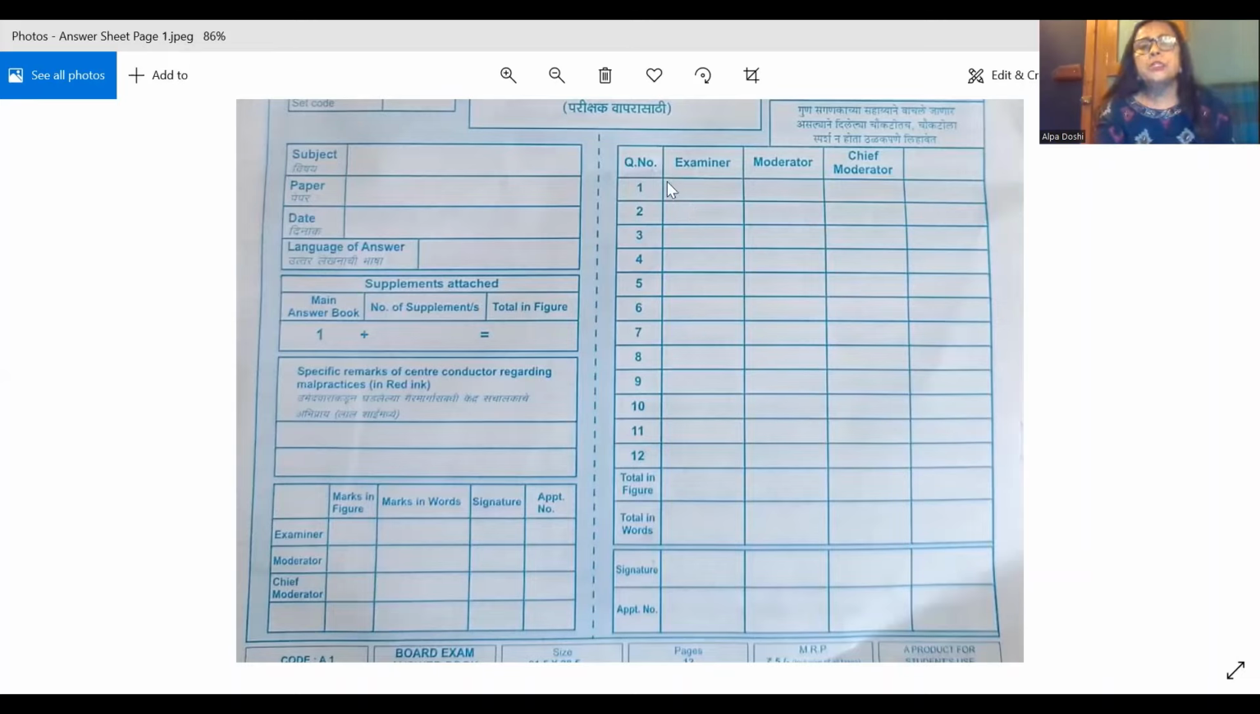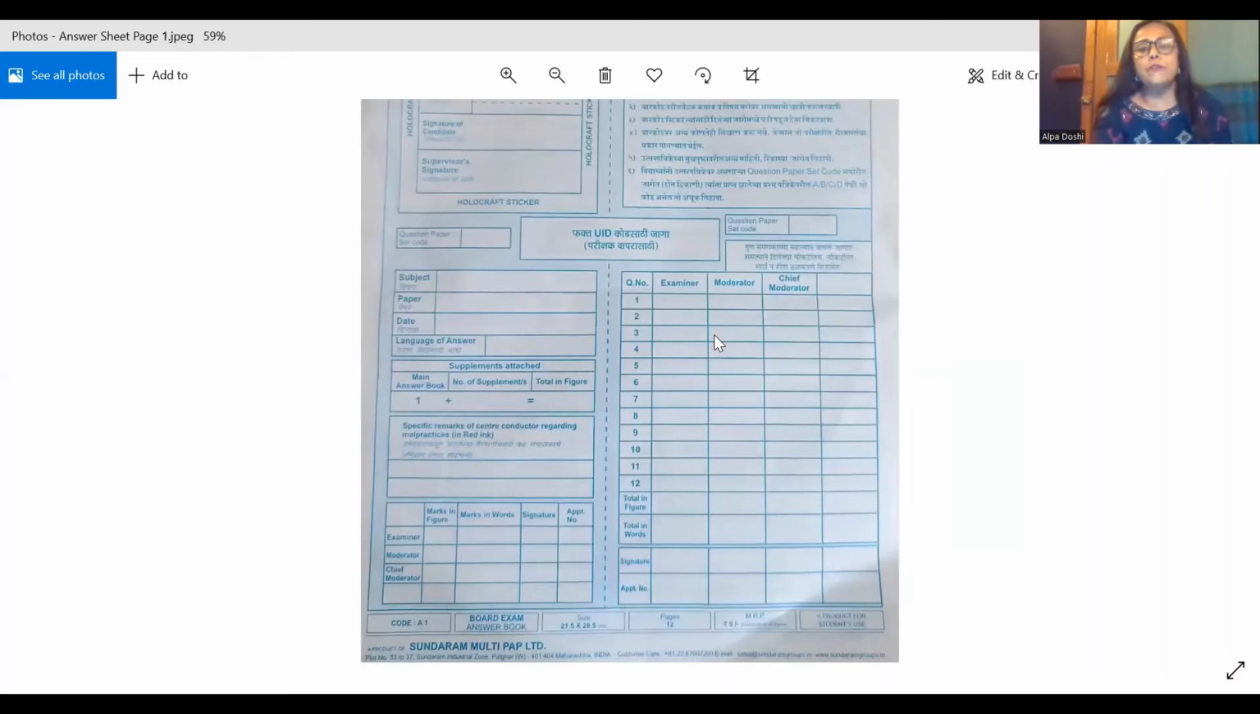So this column is what the examiner is going to fill up: total, signature, and the appointment number of the examiner. Similarly, the moderator will check the same paper again, and the moderator also has to write down all of these again. So there might be corrections. If there are any addition or subtraction in the marks, the moderator has to make note over here. And this part, the right side of the answer supplement, is what is most important for your board marks.